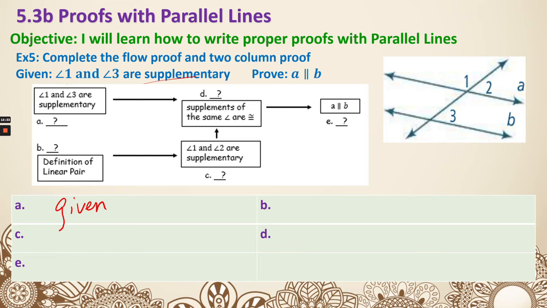So we're trying to prove A and B are actually parallel, and 1 and 3, they are supplementary. That's given information, and we can clearly see there's only one linear pair, which is angle 1 and angle 2. We can say the measurement of angle 1 plus the measurement of angle 2 equals 180 degrees.